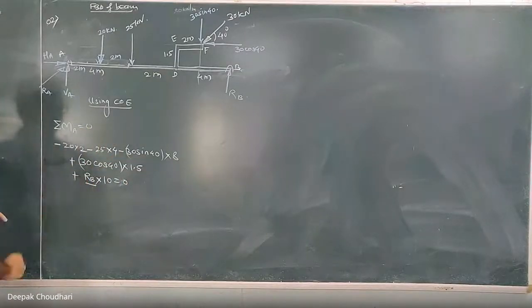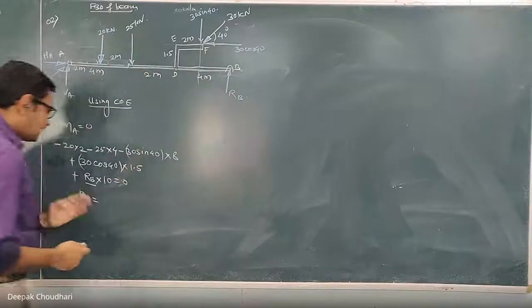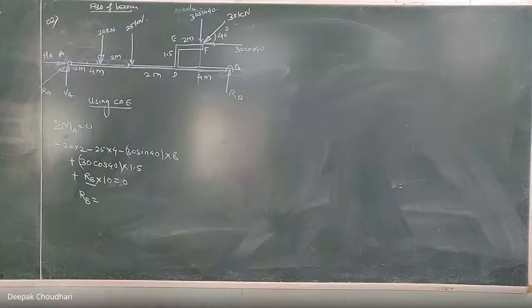In this equation only one unknown is there, that is RB. You will get that RB. If it comes positive, then the assumed direction is correct; if negative, the assumed direction is wrong. Here use the solve function and tell me the value of RB. The answer will come in 1 minute.